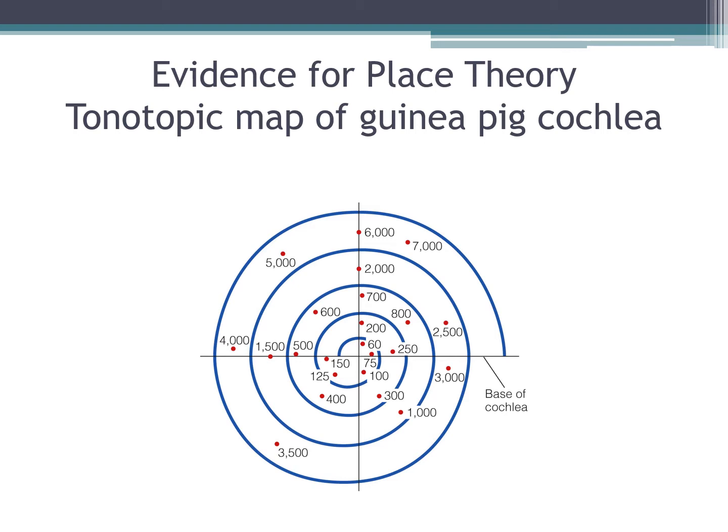Some evidence for place theory: they have found the tonotopic map of a guinea pig cochlea. And you can see down at the base, we're at about 7,000 hertz. They apparently don't hear as high frequencies as we do. And as we move up and up towards the apex, the very center of the winding and narrowing of the cochlea itself, we're down at 75 hertz, 60 hertz.